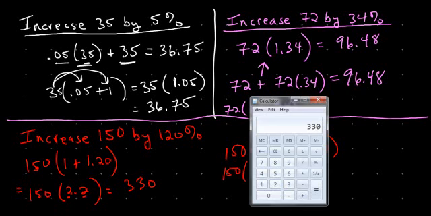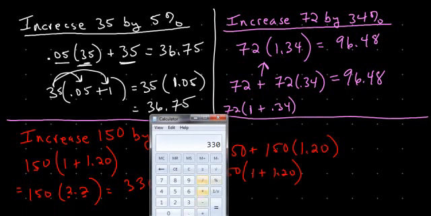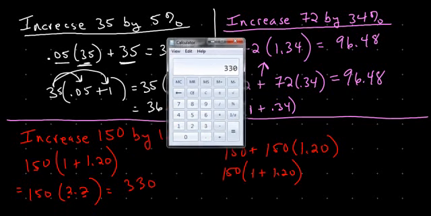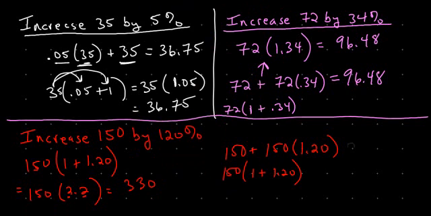Let's make sure we get it, work it out this way as well. Clear. We want to do our multiplication first. 150 times 1.2 equals, plus 150. 330. So we have 330 as before. Good. So 330.